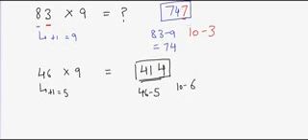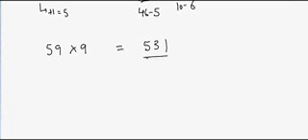Now let's try it faster for some other numbers. Suppose I have 59 and I want to multiply by 9. In that case 10 minus 9 is 1. So first is 1, and then 5 plus 1 is 6. 59 minus 6 is 53. So 53, that will be my answer. So you can see that I can do the calculation very fast.